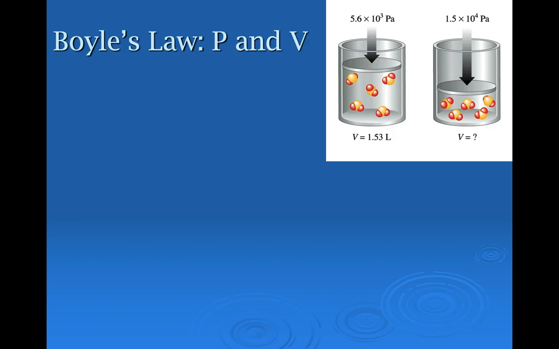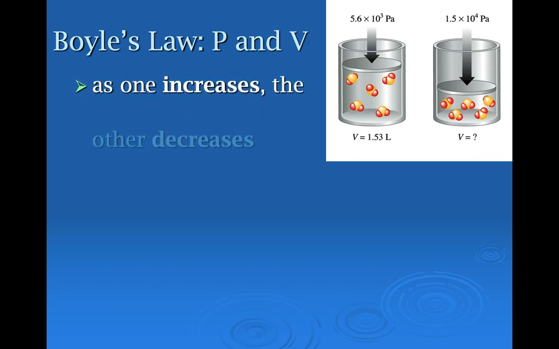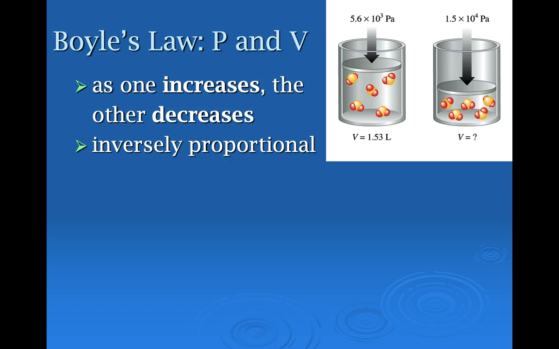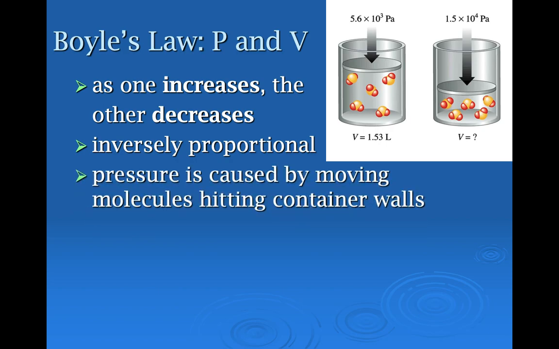Remember, pressure is force over an area. Volume is the amount of substance that something can hold, in this case, the amount of particles a container can hold. And here's how it goes. As one of these variables increases, the other decreases. So, if pressure goes up, volume goes down. If pressure goes down, volume goes up. We know mathematically that is an inverse relationship, also known as an indirect relationship.